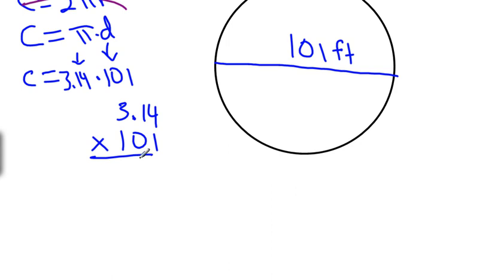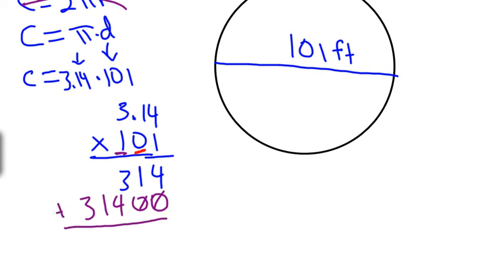So 4 times 1 is 4. 1 times 1 is 1. 3 times 1 is 3. We can go to the second number, but anything times 0 is 0. So we go to the third number. Since it's in the hundreds place, we need to bring down 2 zeros. And then we just multiply by 1 again. So we're going to get 4, 1, 3.